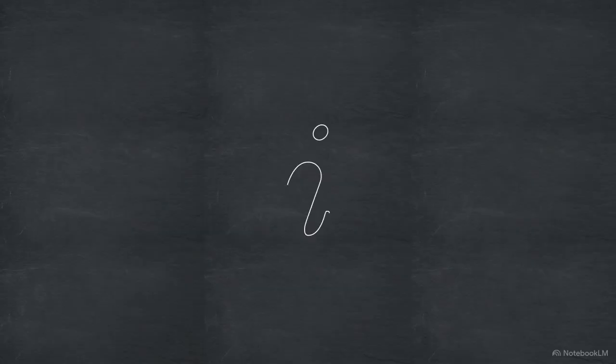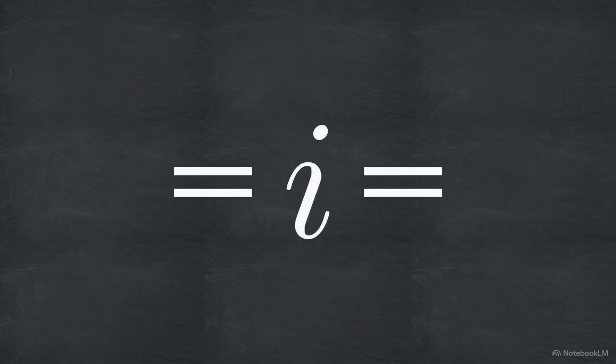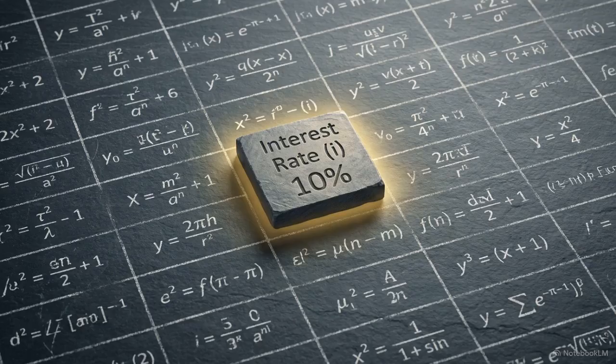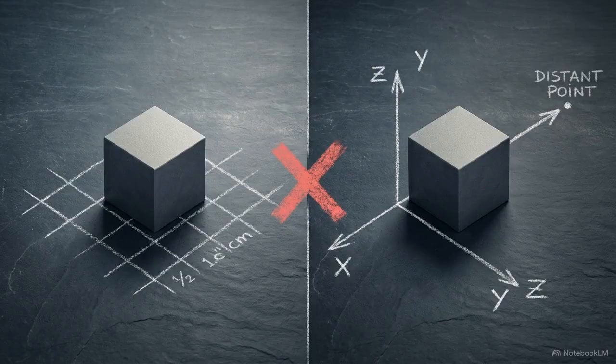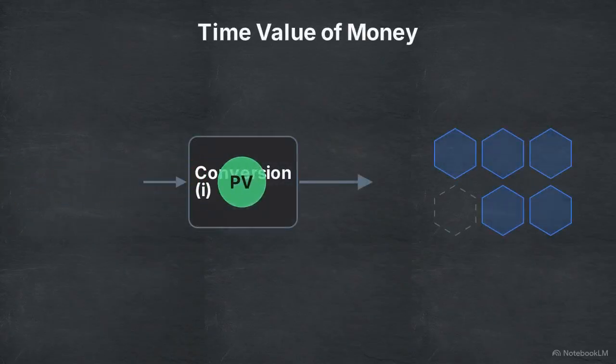We equate them using an interest rate, denoted algebraically as I. This interest rate functions as a temporal exchange rate, the specific metric linking present capital to its future equivalent. Without establishing this explicit rate of exchange, comparing cash flows occurring at different points in time is mathematically invalid. Present dollars must be converted before they can be added to future dollars.